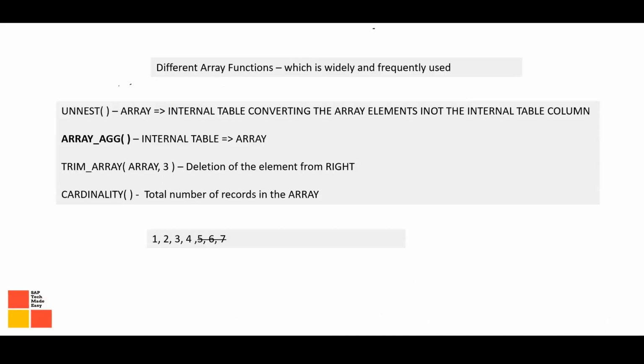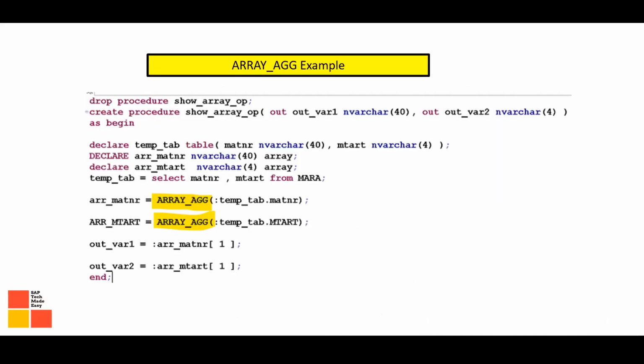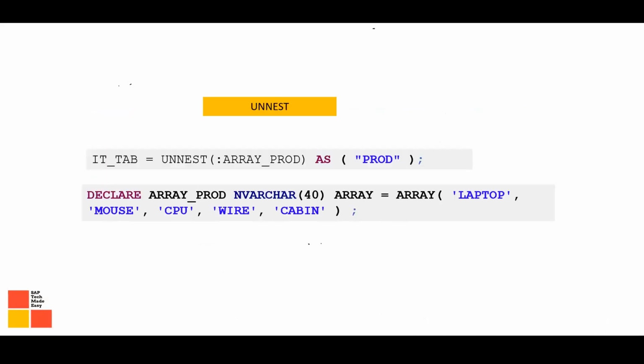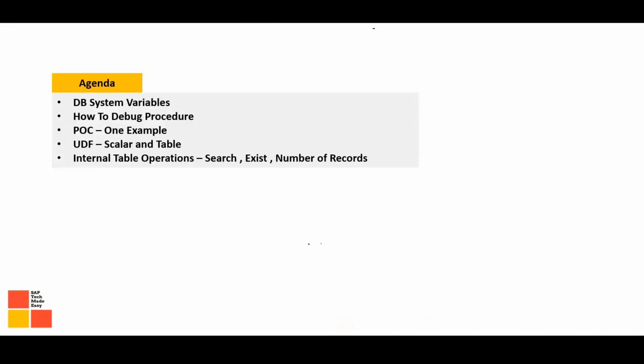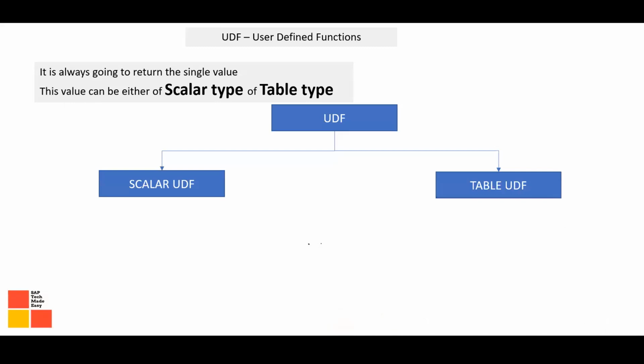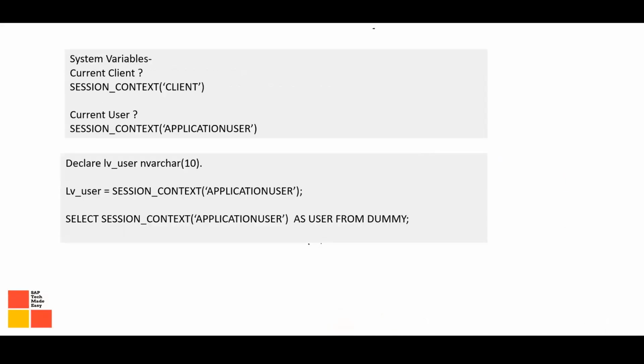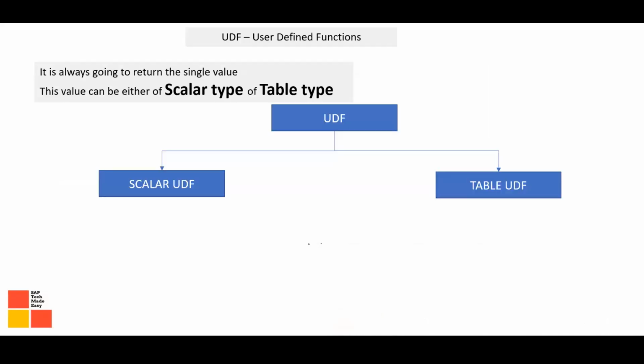How to declare the array, and what is the significance of the array in order to achieve parallel processing. For faster parallel processing, we use the array. So we have array aggregation, trim array, and UNNEST function. These are powerful concepts in the array. Then, like in ABAP we have the system variable, here you also have the session context variable, similar to the system variable in ABAP. So that I have also discussed.